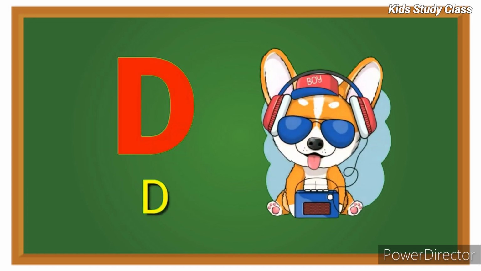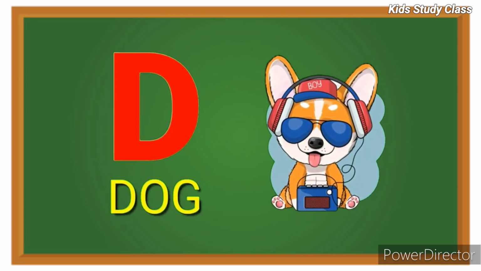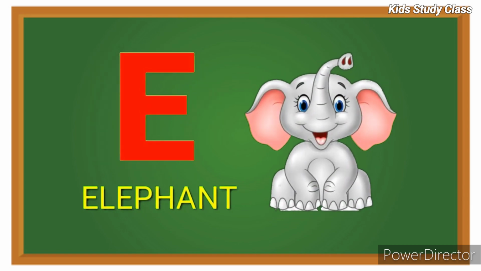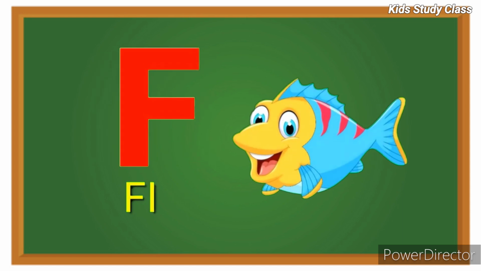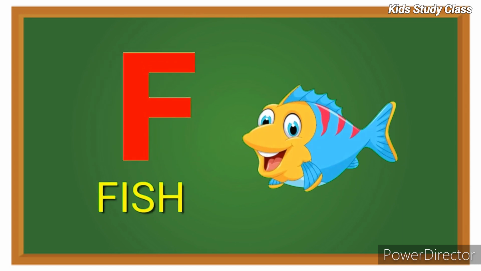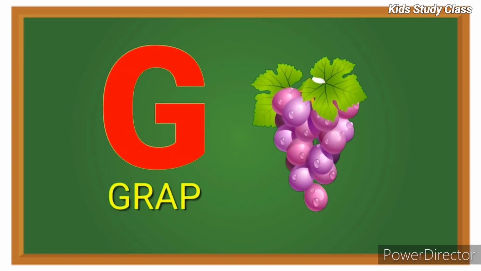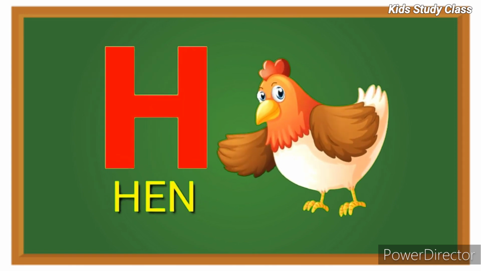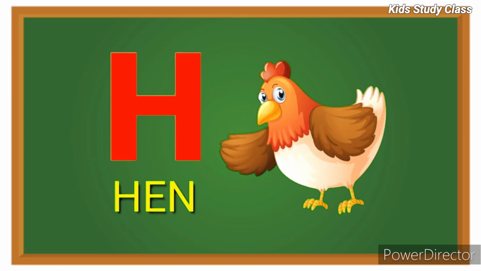D for dog. E for elephant. F for fish. G for goat. H for hen.